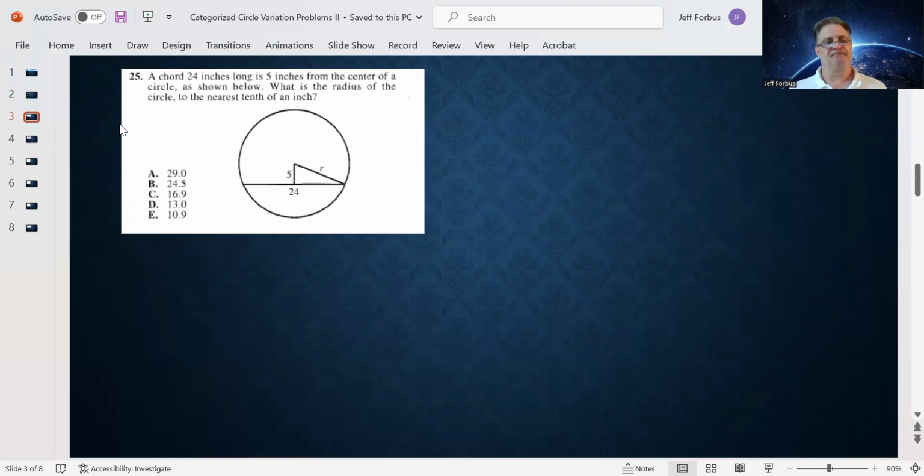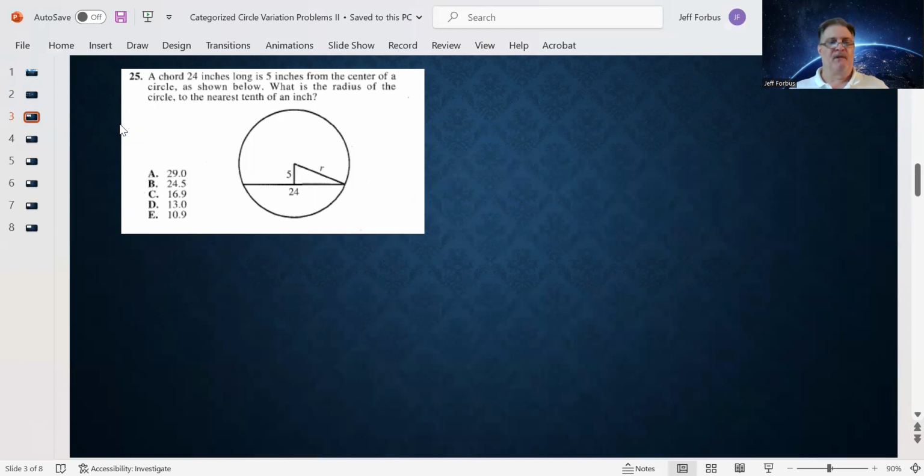First question. A chord 24 inches long is 5 inches from the center of a circle. So 5 inches from the center of the circle. So we know that's the center of the circle, and the center of the circle is just 5 inches from that chord that's 24 inches long, setting up a right triangle. It says, what is the radius of the circle to the nearest tenth of an inch?